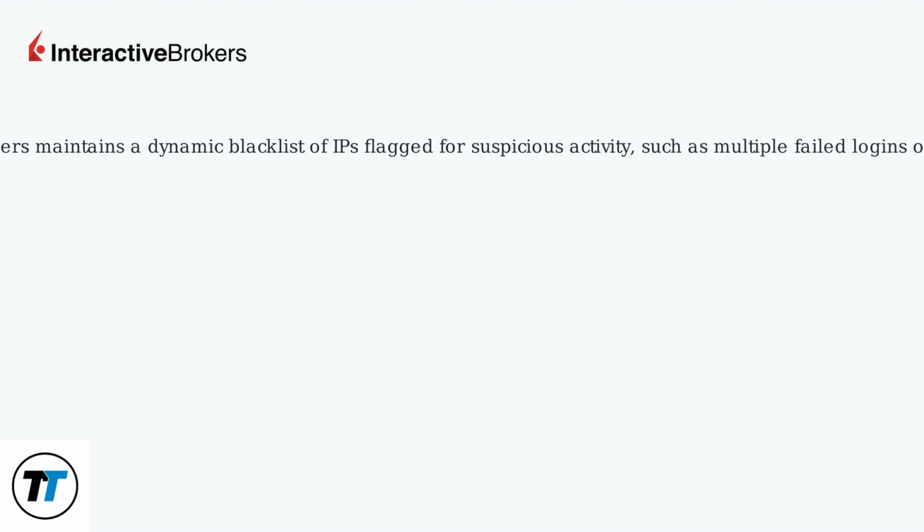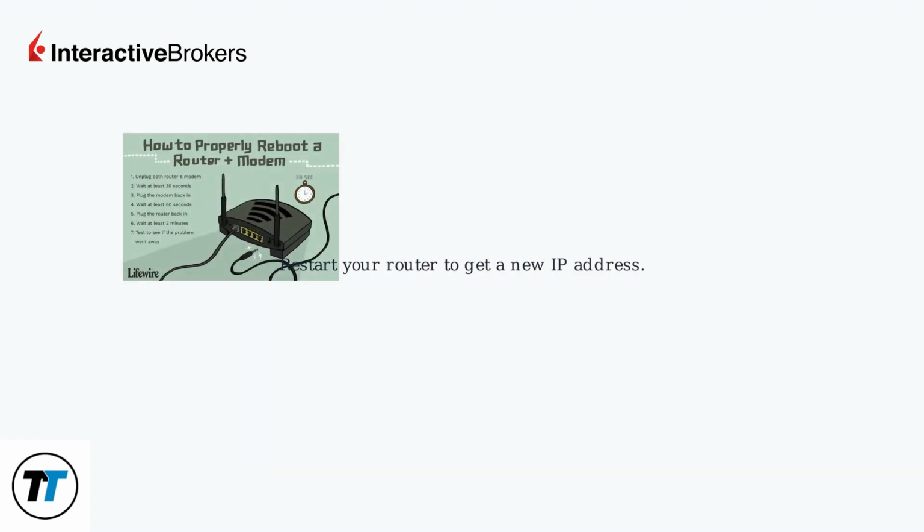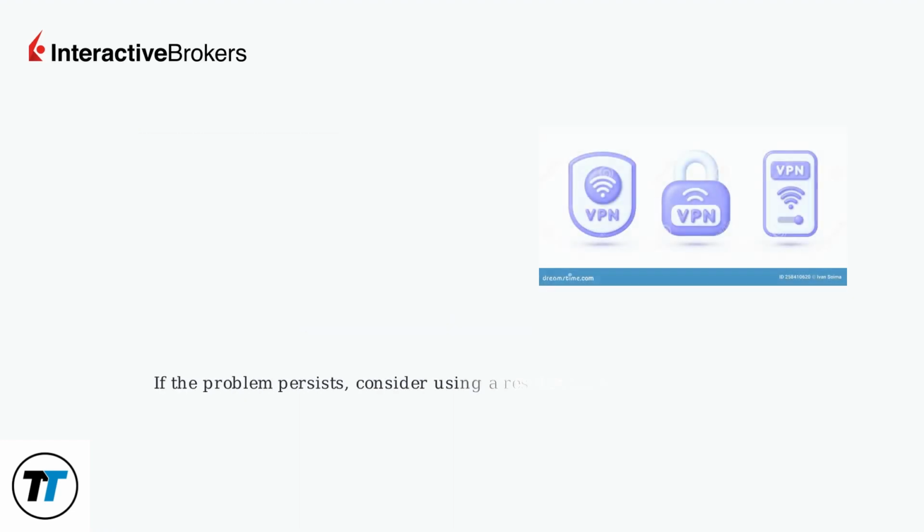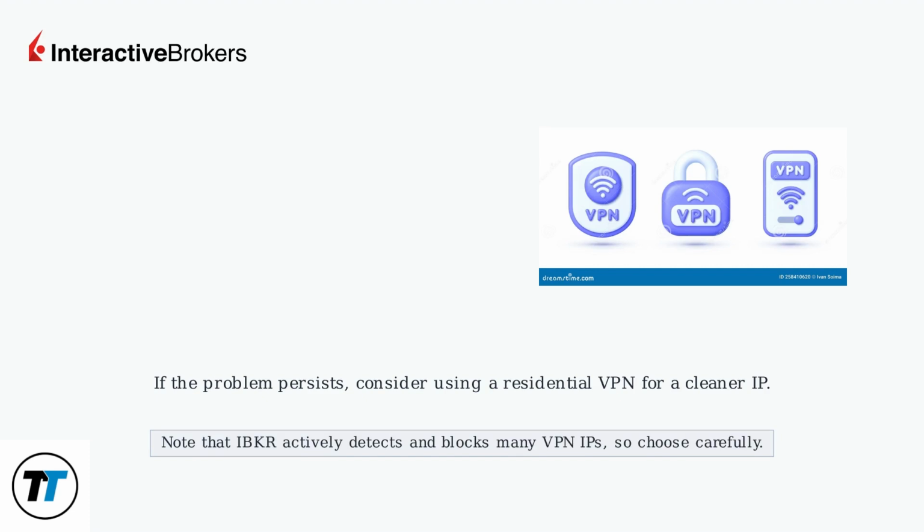Interactive Brokers maintains a dynamic blacklist of IPs flagged for suspicious activity, such as multiple failed logins or data scraping. If you suspect an IP block, try the following. Restart your router to get a new IP address. Avoid public Wi-Fi or shared IP pools. If the problem persists, consider using a residential VPN for a cleaner IP. Note that IBKR actively detects and blocks many VPN IPs, so choose carefully.